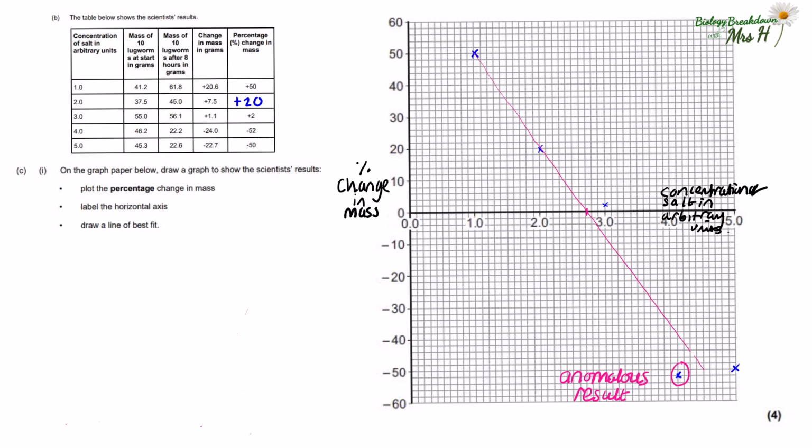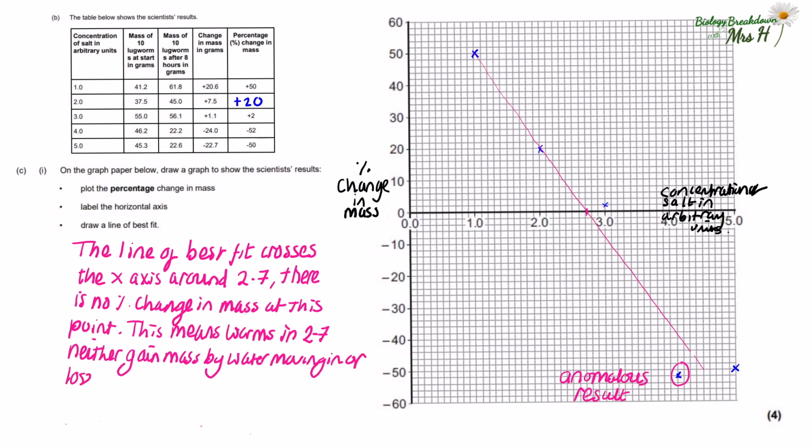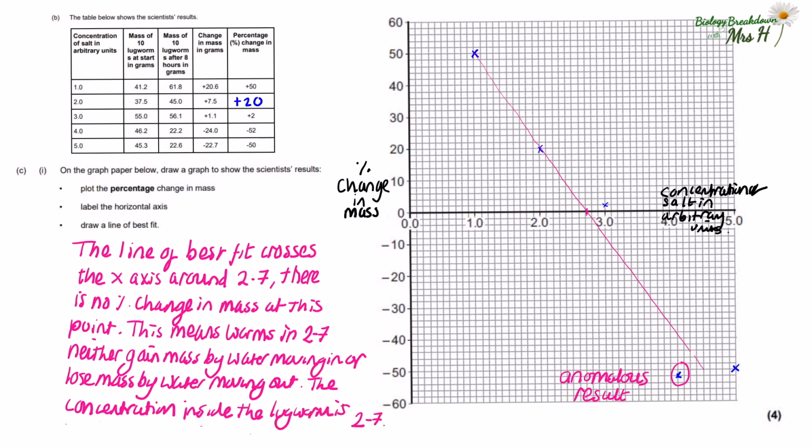What do you think is the concentration of salts in the lugworm's natural environment? Use information from your graph to give the reason for your answer. The line of best fit crosses the x-axis around 2.7. So there's no percentage change in mass at this point. This means worms in 2.7 neither gain mass by water moving in or lose mass by moving out. The concentration inside the lugworm is going to be around 2.7, and the environment it likes to live in is going to be around 2.7 as well.